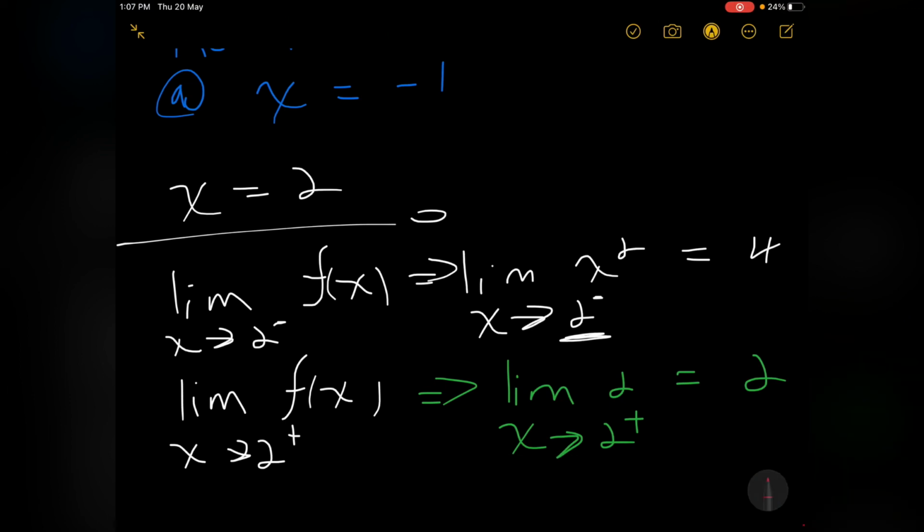Now we see that when we approach from the left, we have a 4. When we approach from the right, we have a 2. This simply means that the function is discontinuous. But let's do the next proof, because we must do all of them when we are showing our working. So the next thing we need to do is to find f of a for this function and to find f of a for this function.